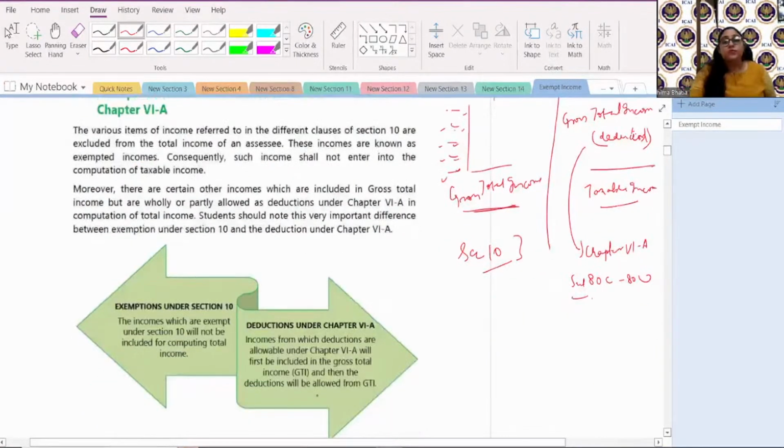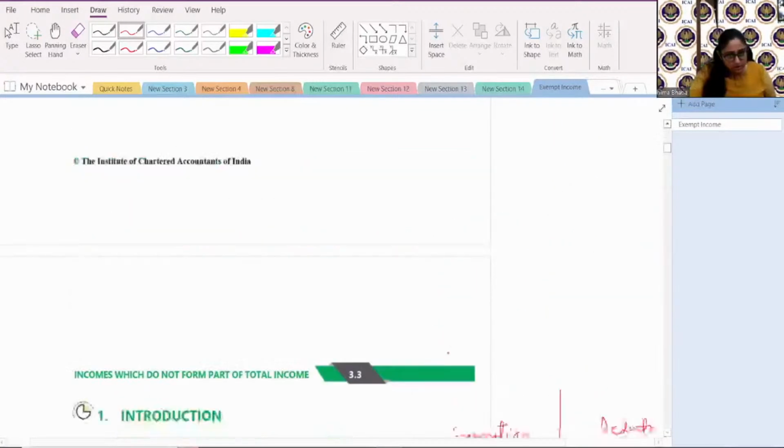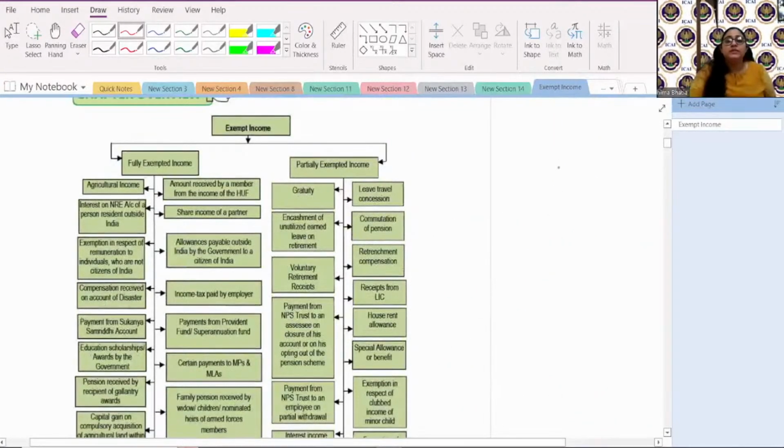Okay. Now what we'll do today, we'll be covering the list of certain exemptions which are given under section 10. Section 10 is again huge. It has n number of exempt incomes. Yes, they are countable, but there are many exemptions given under section 10. That means many incomes are not taxable, are not included in my total income. So we'll be doing those.